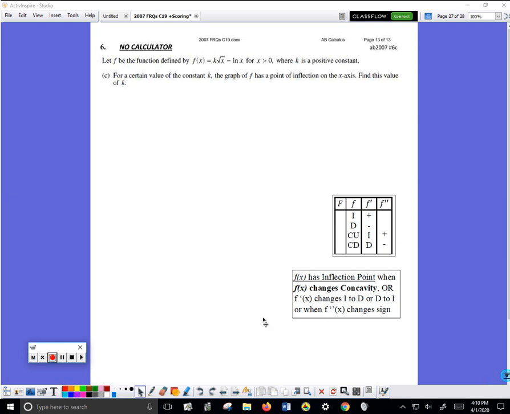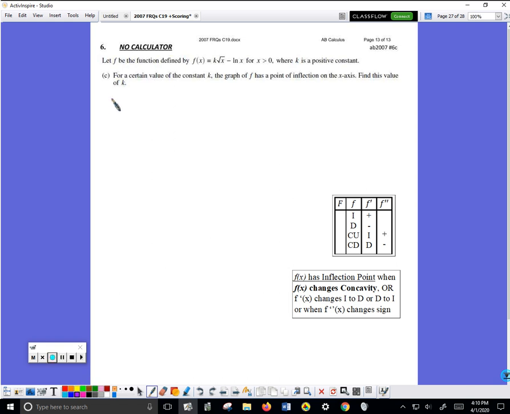Okay, 6C. For a certain value of the constant k, so now a different value of k, the graph of f has a point of inflection on the x-axis. You have to read that really slow. There are several clues right there. So k is different. F has a point of inflection.